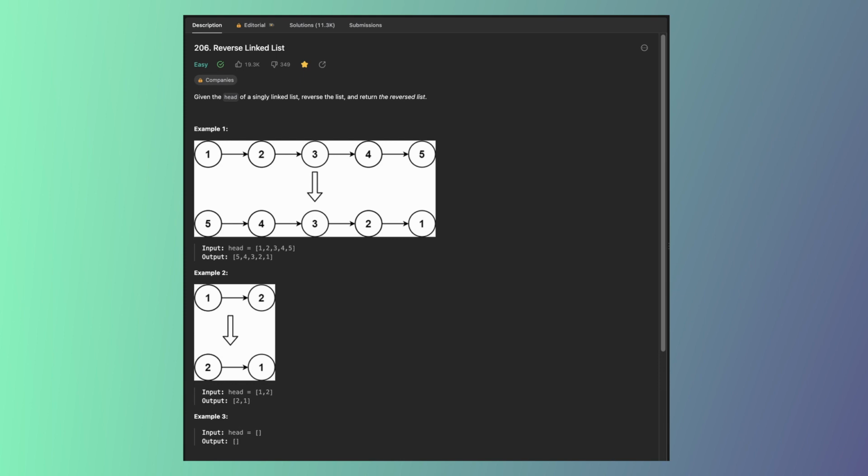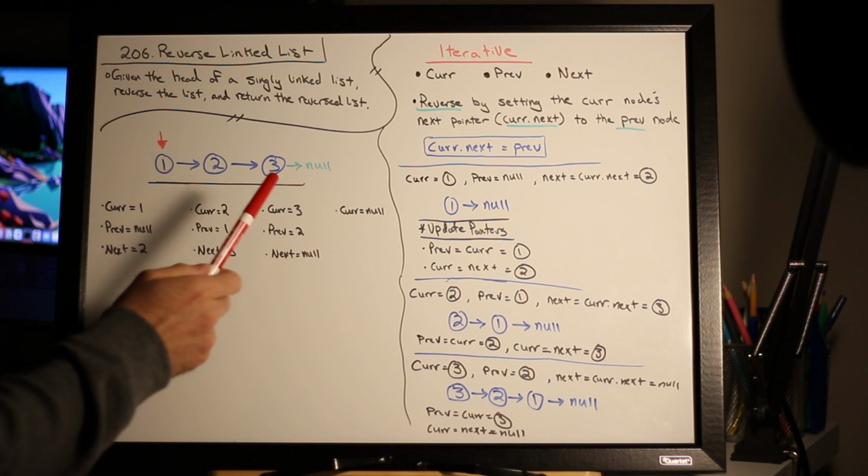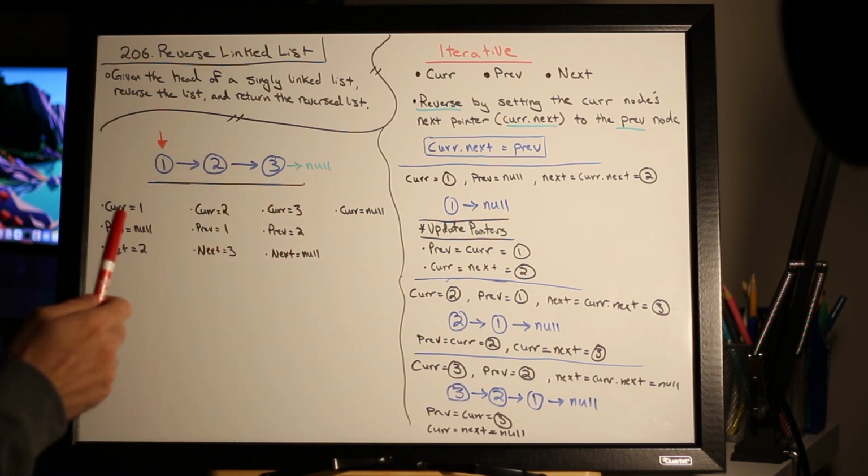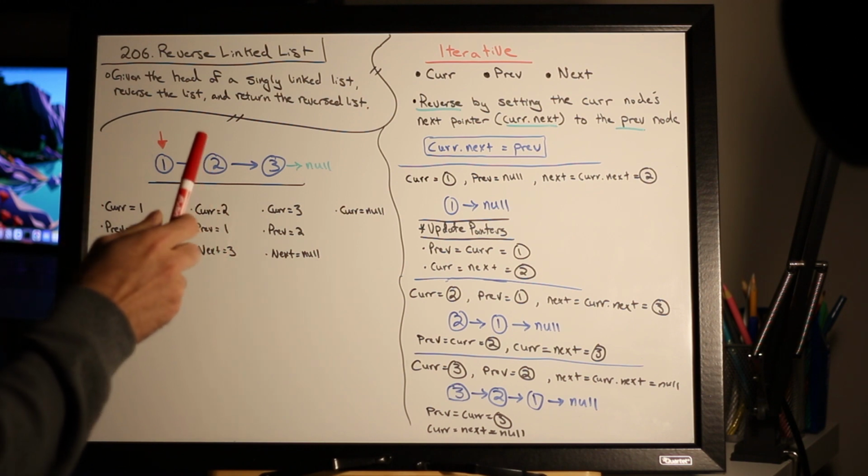Today we are solving LeetCode 206, which is called reverse linked list. The question asks us, given the head of a singly linked list, reverse the list and return the reversed list. I have a linked list set up here with 3 nodes, so 1, 2, and 3, and the final node in the linked list is null. So just keep that in mind.